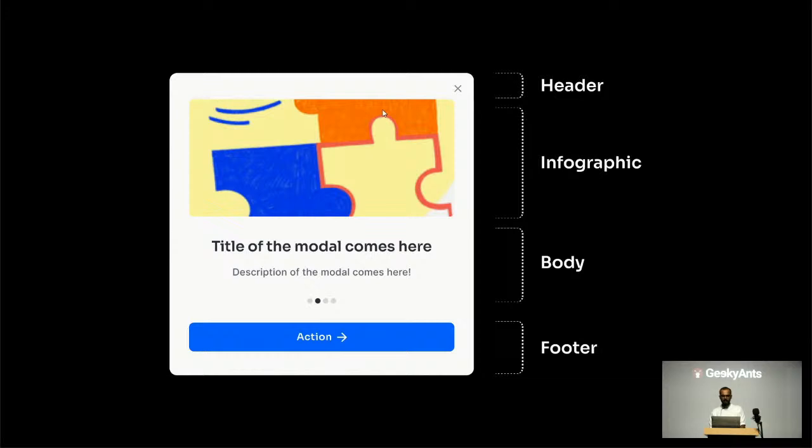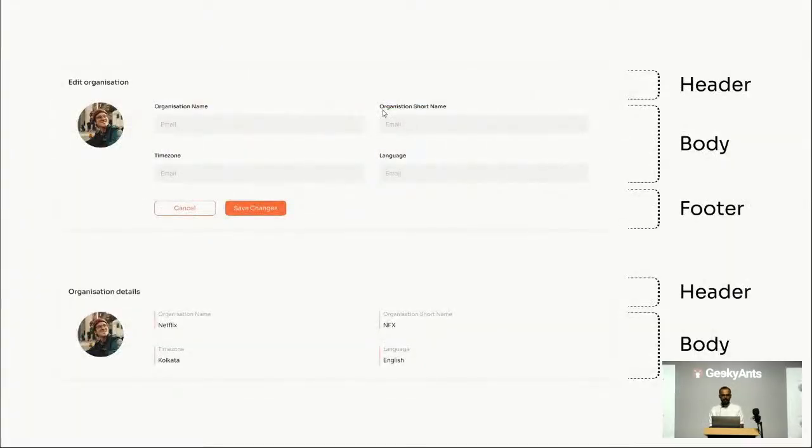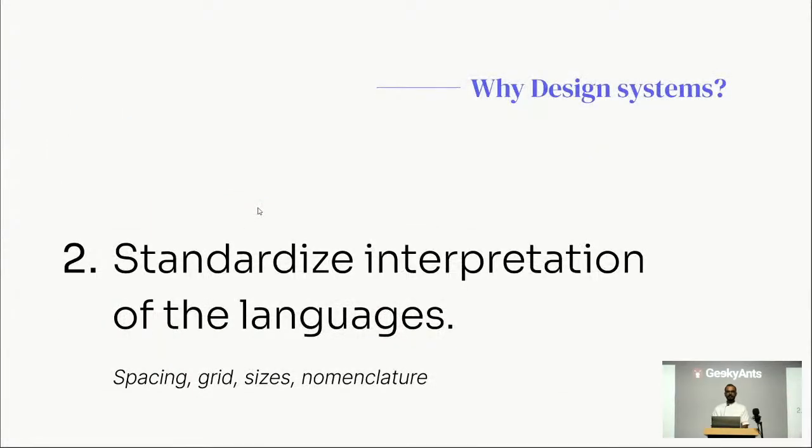And there would be a body, and then there would be a footer where there will be actions, or it might be present or not. So we create one more example, where there is a title, header, a body, and a footer. So what we do is we create a generalized standard, a template.